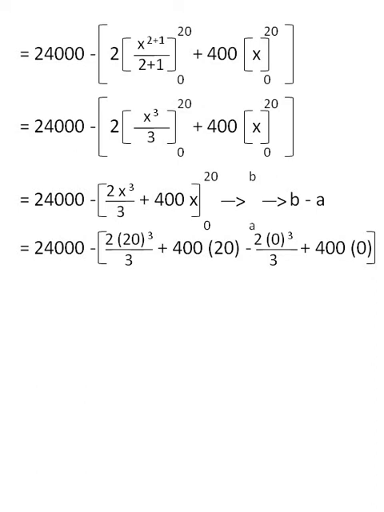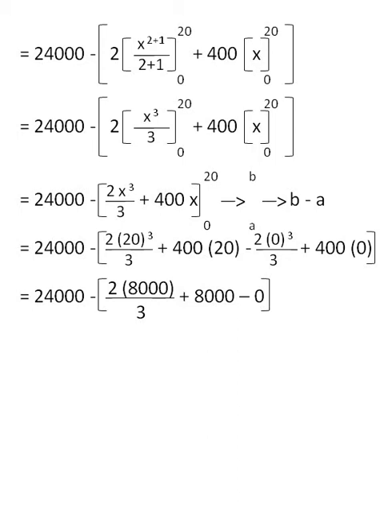2 into 20 cube by 3 plus 400 into 20. So first part we are substituting with the higher value 20, minus. Now again we are substituting 0 with the same values, 2 into 0 cube by 3 plus 400 into 0. So on solving the second part it is 0, so that remains 0, whereas in the first part 24,000 minus 20 cube is 8,000, so 2 into 8,000 by 3 plus 400 into 20 is 8,000, minus 0.